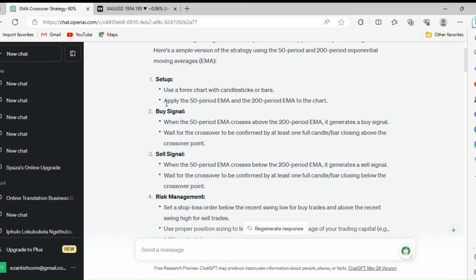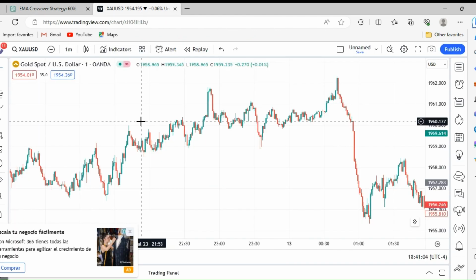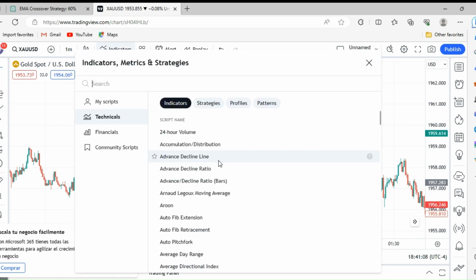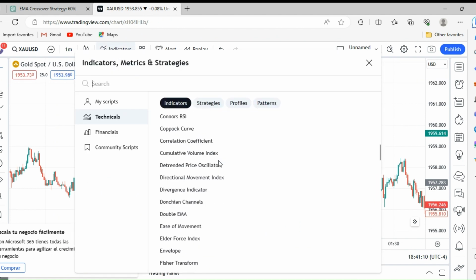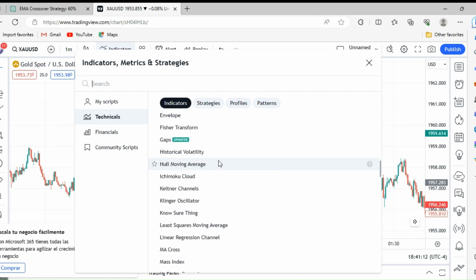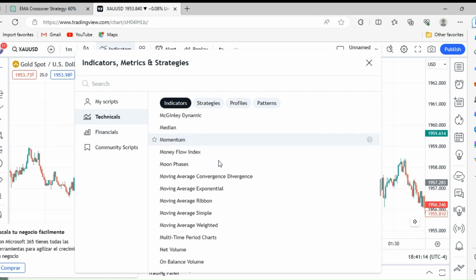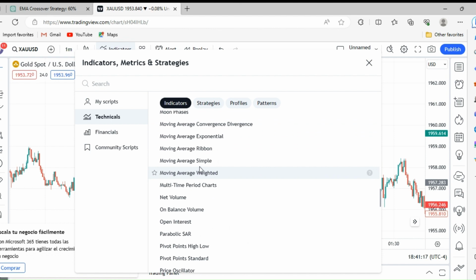All right, and it says apply the 50 period EMA and the 200 period EMA to the chart. So I head over to my chart and I go to indicators, and what I want to do is to look for the moving average indicator, specifically the exponential moving average indicator. So these are moving averages over here, and this is the moving average exponential. This is what you want to choose, and as you can see, after pressing this moving average indicator, we can see it's already displayed here.